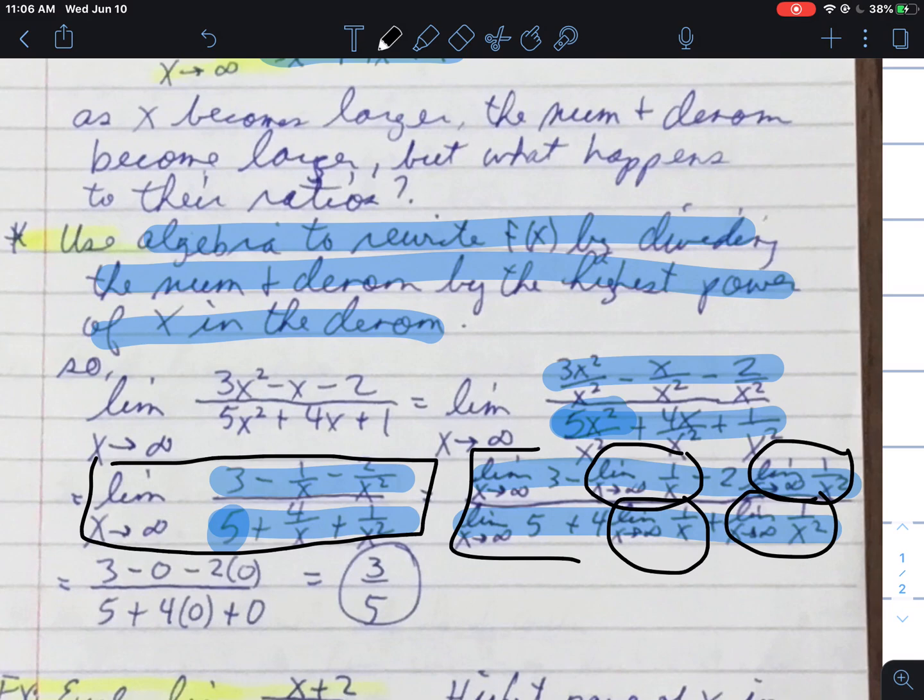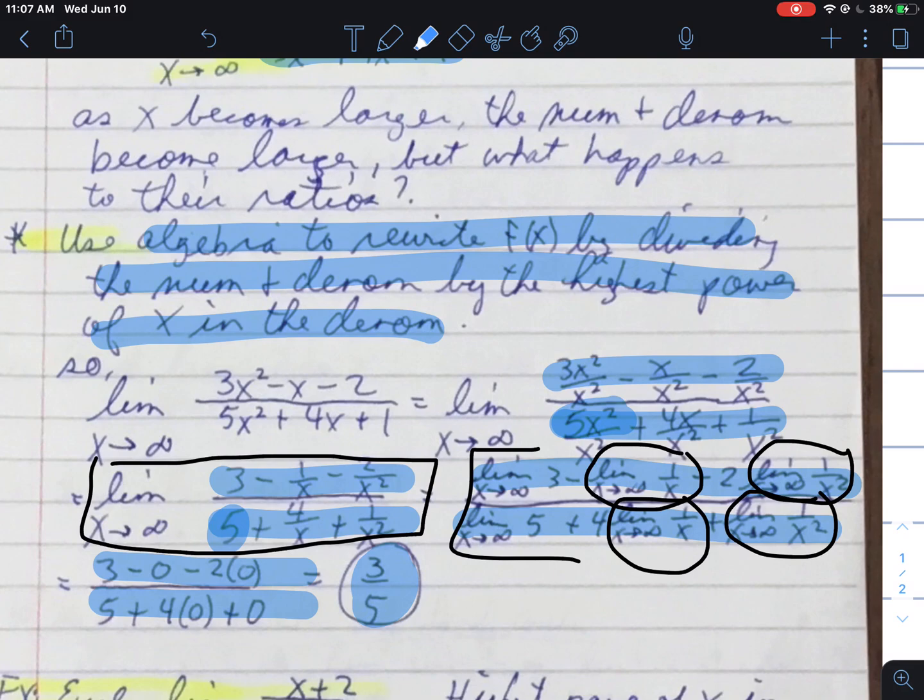Right, but once we have it in that form, so like we said, that's always the objective. Can I get the function or the expression written into a form where I can then actually evaluate the limit? Well, now we can do that. So each one of those is 0. Each one of the other constants is a constant. So then I've got 3 minus 0 minus 0 over 5 plus 0 plus 0, which leaves us with 3/5. And so that would be the value of that limit as x approaches infinity.